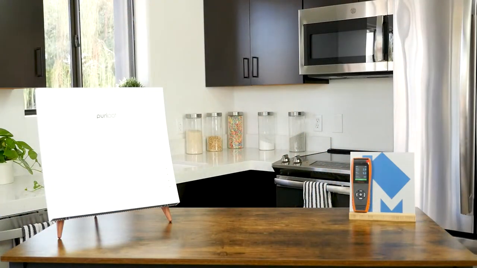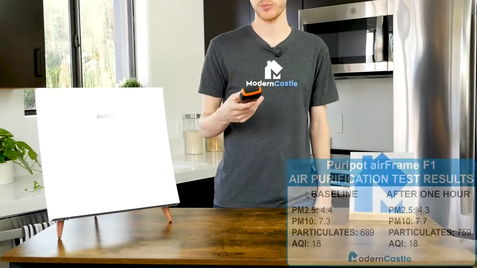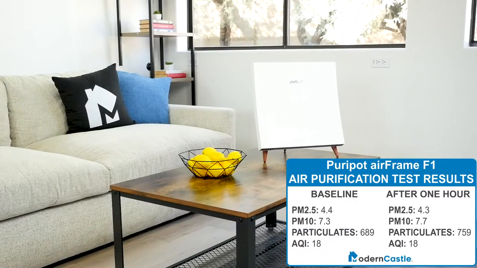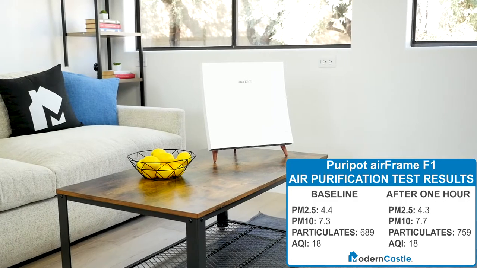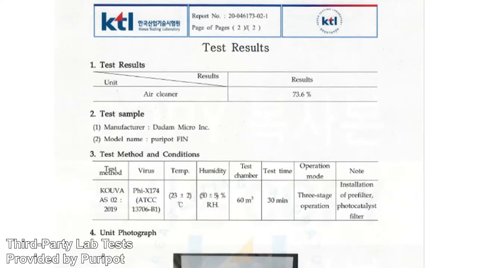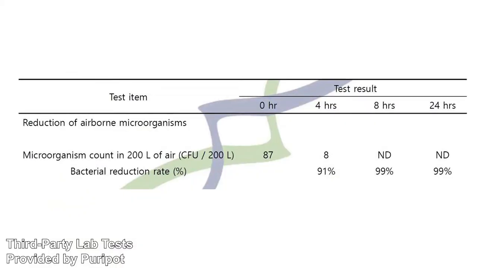As expected, it didn't remove particulates, with PM2.5, PM10, and AQI remaining virtually unchanged compared to our baseline measurements. Despite the inability to remove floating particulates, where the Puripot greatly excelled was deodorizing the air. Over the last 2 years, we've tested 43 different air purifiers. Among those, the Puripot is arguably the best when it comes to removing odors and improving the smell of the air.